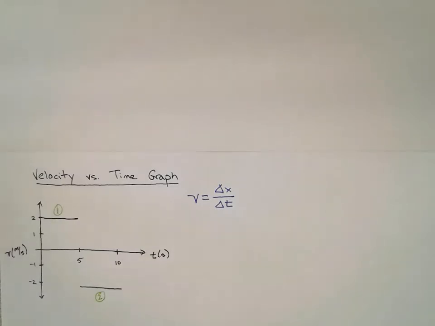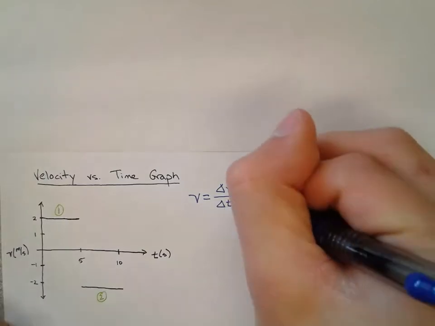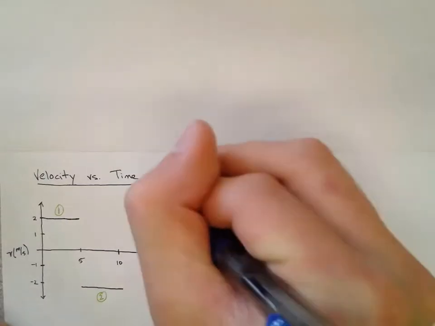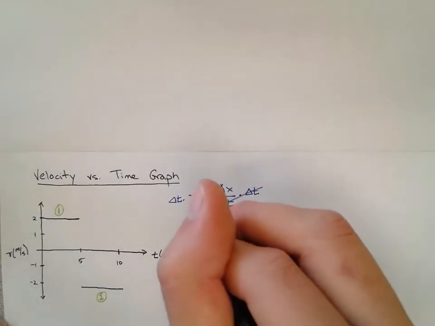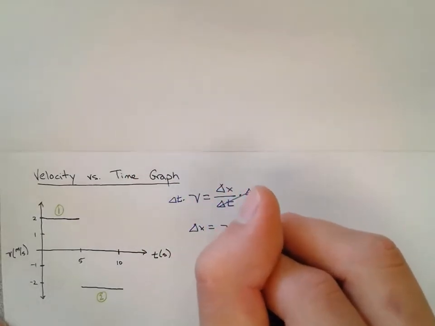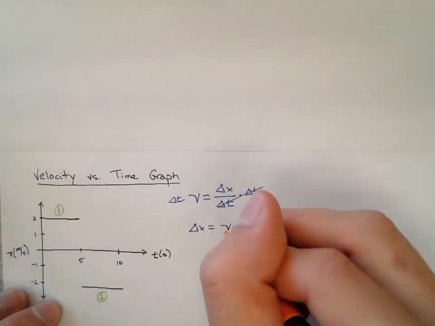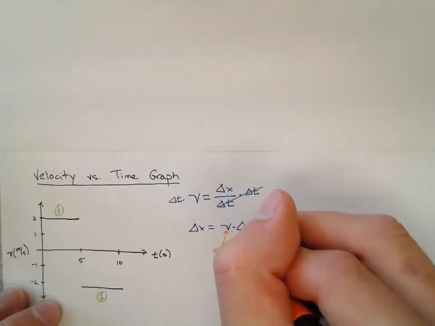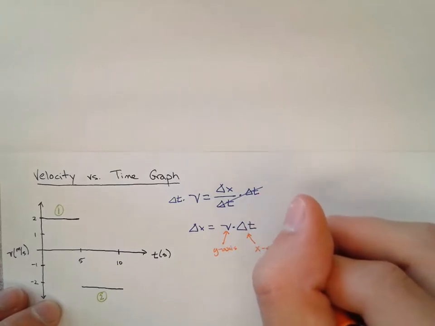Now I can calculate change in position from that equation. All I need to do is just rearrange it. So I can rearrange it by multiplying each side by a change in time. Cancels out there. And I get that change in position is equal to velocity times a change in time. Now if I'm looking at my velocity versus time graph, well, velocity, that's on my y-axis. Change in time, that's on my x-axis.